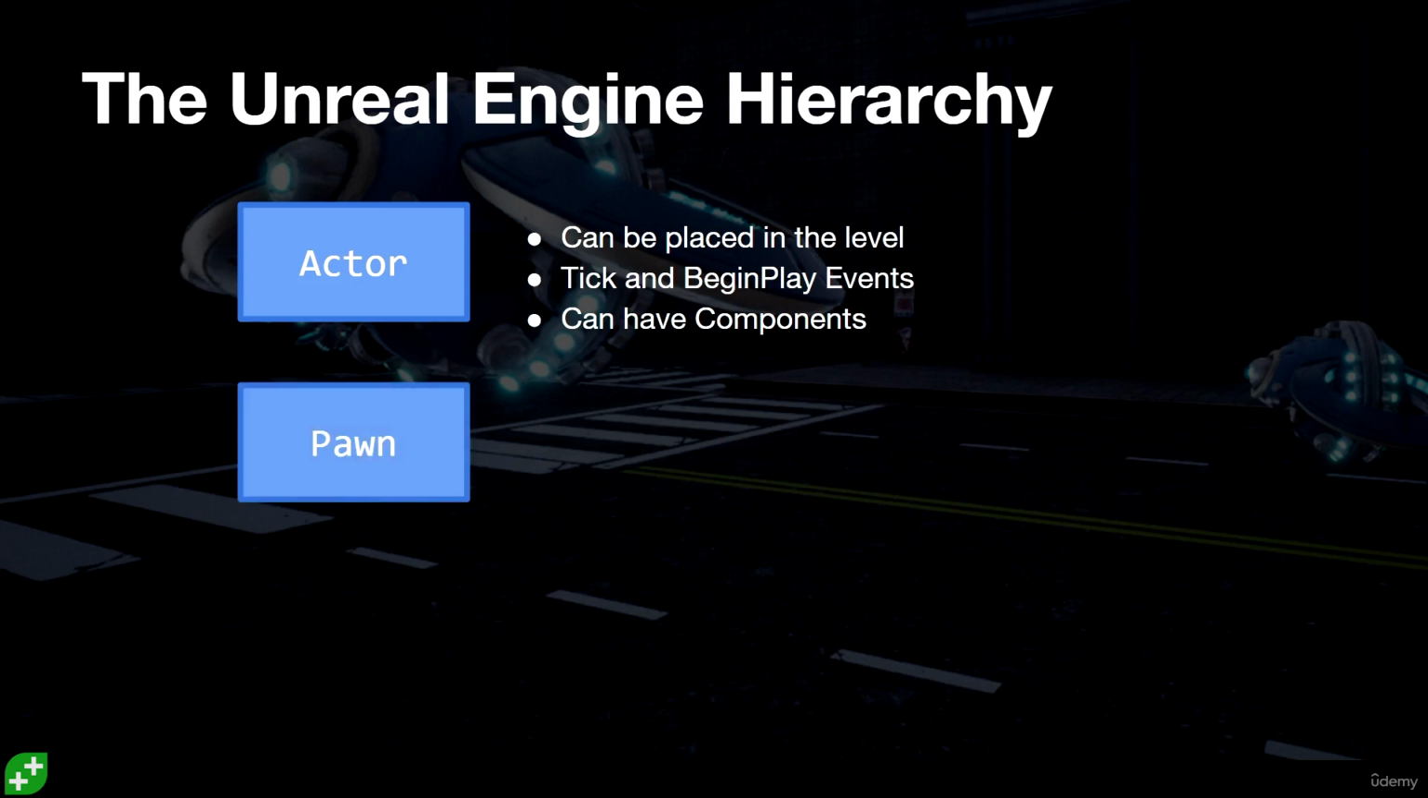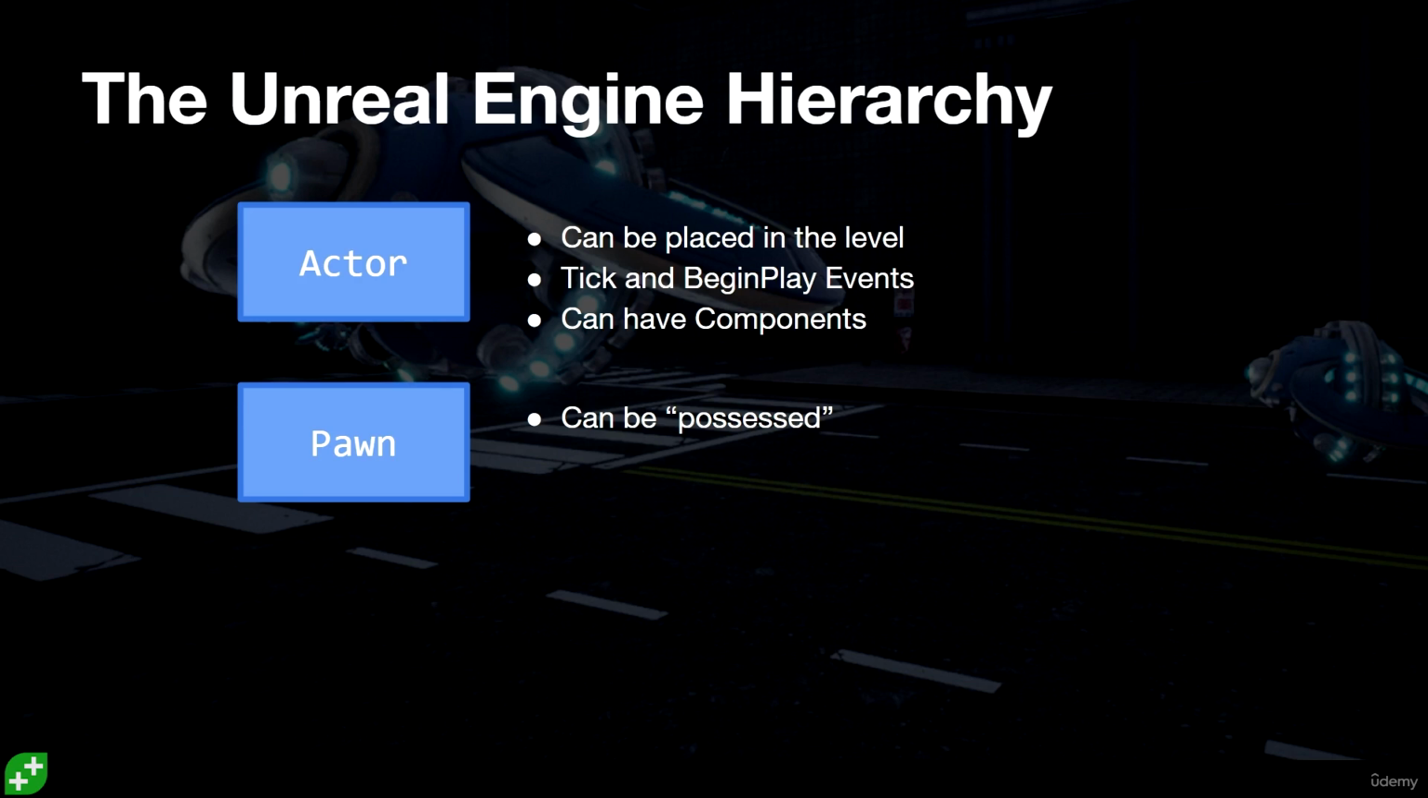Now, further down the hierarchy, we have the pawn. A pawn is based on the actor class, which means it has all of the capabilities that the actor has. So a pawn can be placed in the level, it has tick and begin play events, and it can have components. Now, in addition to that, a pawn has the ability to be possessed by a controller.